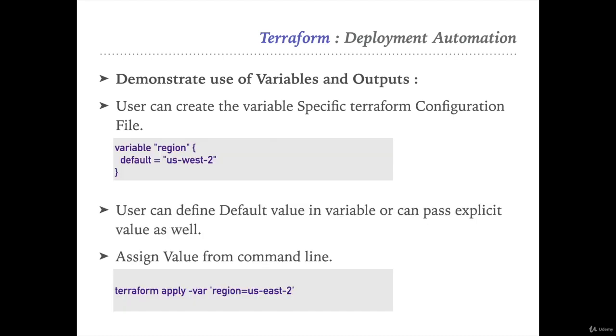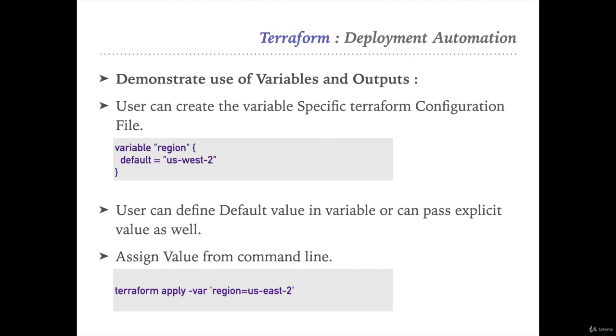Here is a sample of how we can declare a variable. You can see we are using the keyword variable, then defining the variable name, and here my variable name is region. Here I'm taking the default value as us-west-2. So you can define a default value for your variables as well. For my variable region, I'm defining the default value us-west-2.